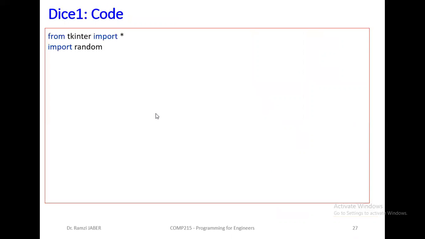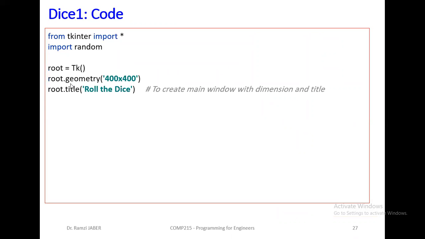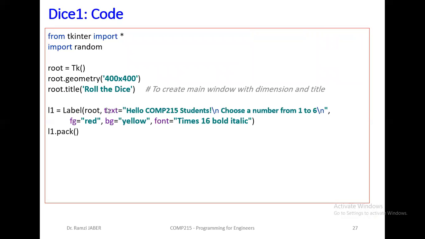So first, from tkinter import star, import random, we have here the random function. Then we create the main window. Root equals Tk, geometry 400 by 400, title roll the dice. Then I want to create the first label. So L1, label number one. Label, root, text, hello. You can write your text here. Backslash n creates a new line, okay? So you can put backslash n inside the text here.